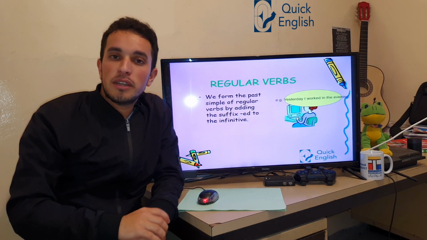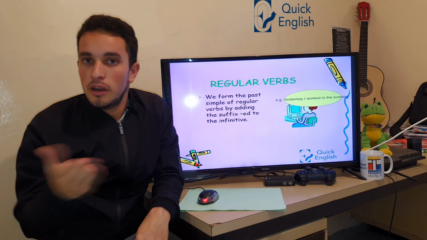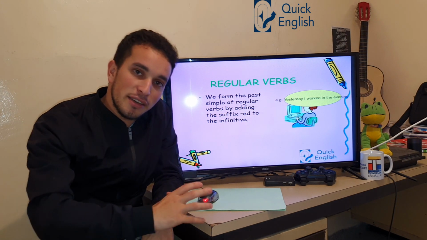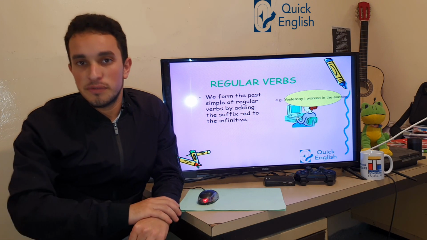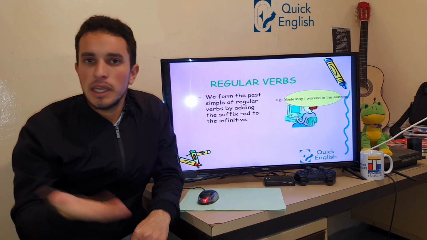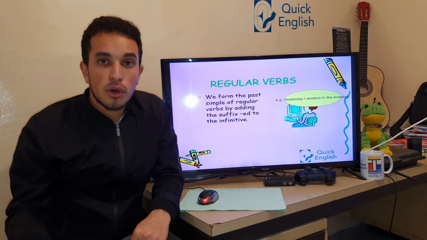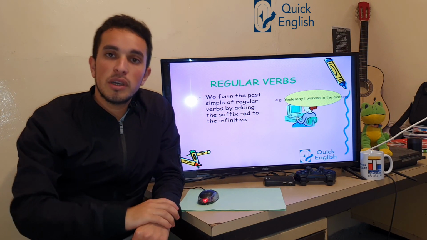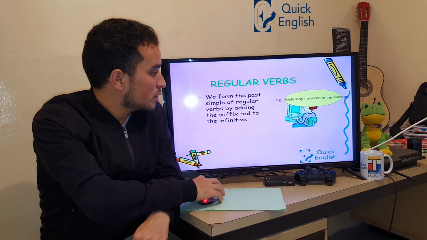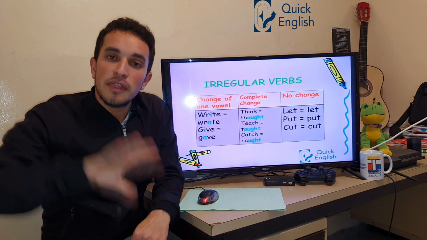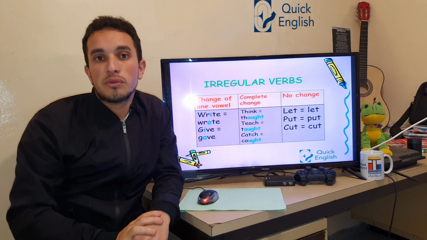Now, if you want to make the past simple for the regular verbs, all you have to do is take the infinitive of the verb and add an ed to the base form, like walk, walked, play, played, talk, talked, etc. So verb plus ed. It's very simple. Now, these are regular verbs. Let's look at the irregular verbs. Now, the irregular verbs, they don't have a rule.